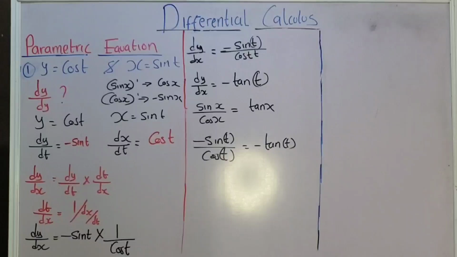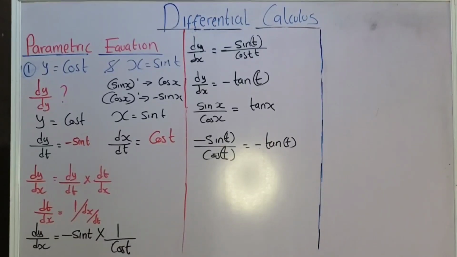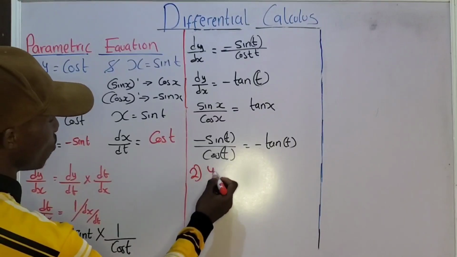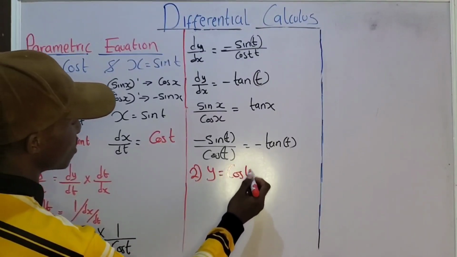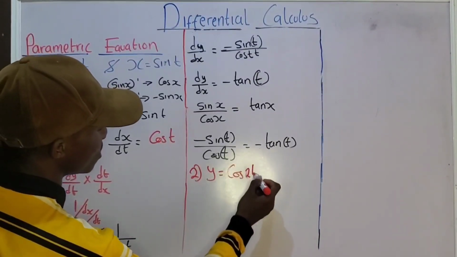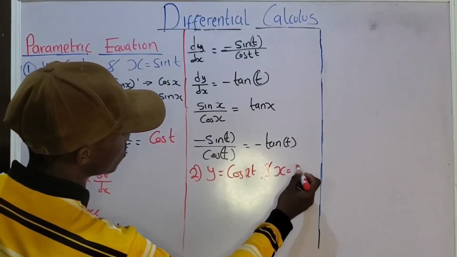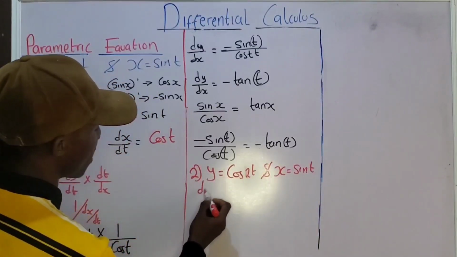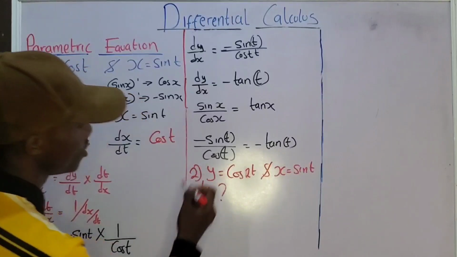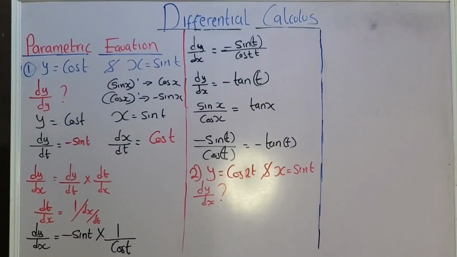Given that y equals cos 2t and x equals sin t, find dy/dx. Question 2 here: y equals cos 2t and x equals sin t. We have to find dy/dx. Well, you can try this question by yourself. When you are done, drop your answer in the comment section, okay?